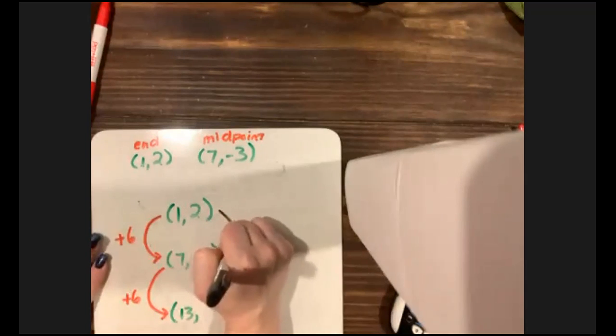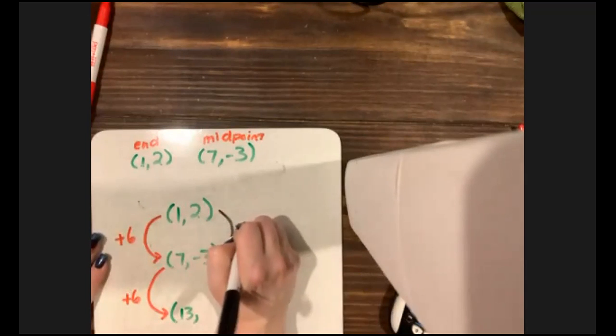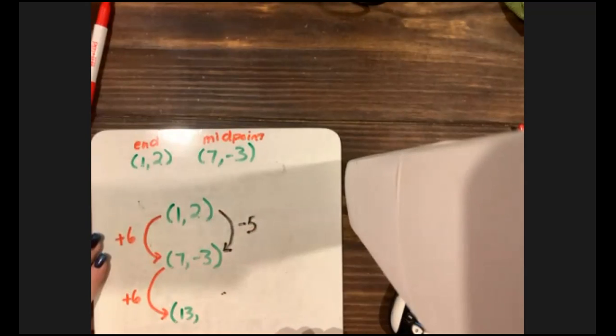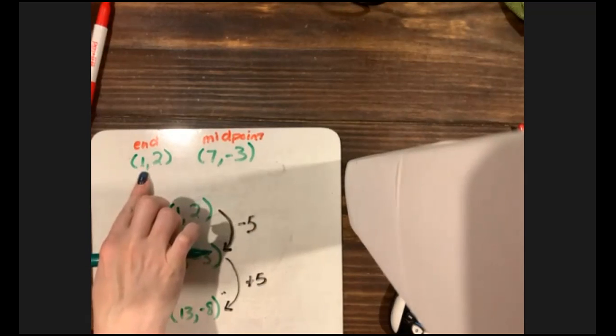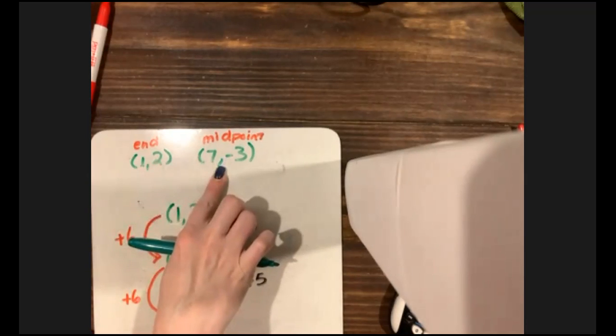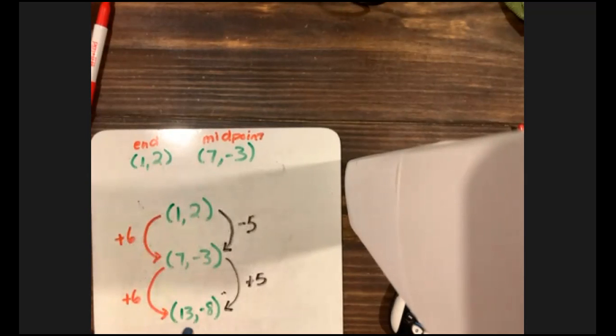Then I'm going to do the same thing with the y's. How do I get from 2 to -3? I have to subtract 5. We're going to do it again to get to that other endpoint, so that's going to be at -8. And again, this is if they gave you one end and the midpoint, and they wanted you to find your other endpoint.